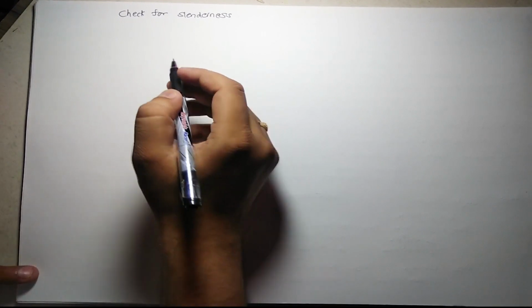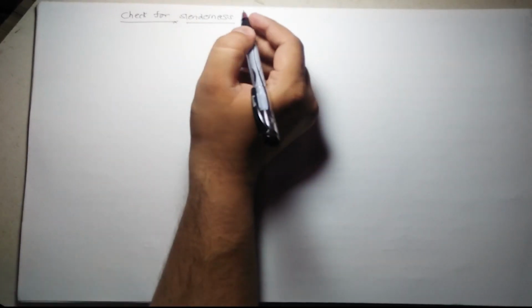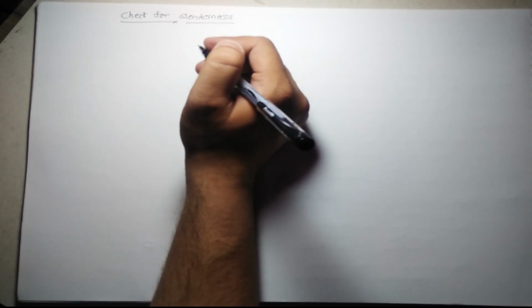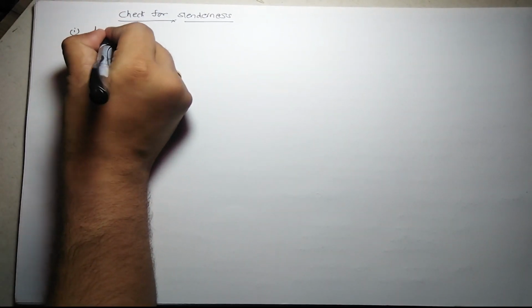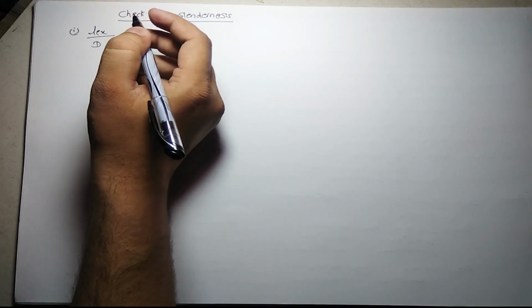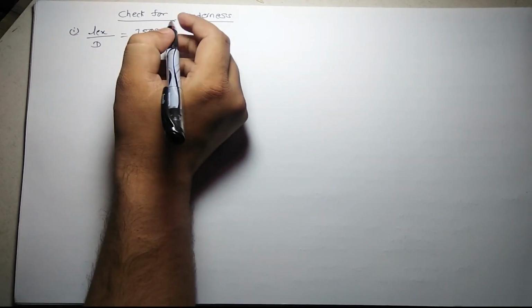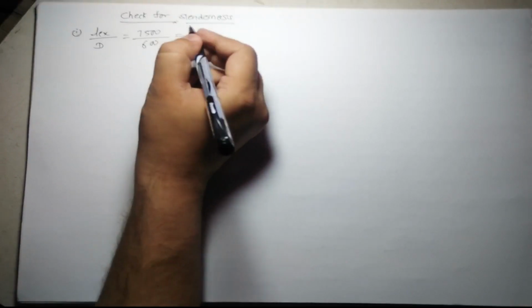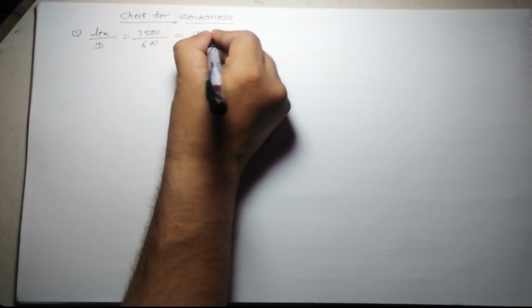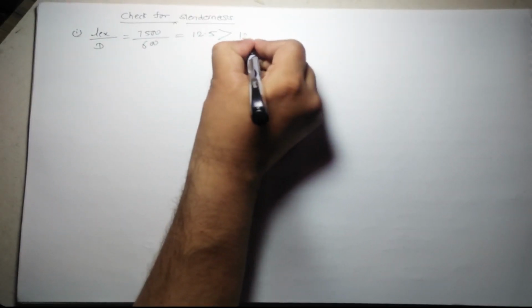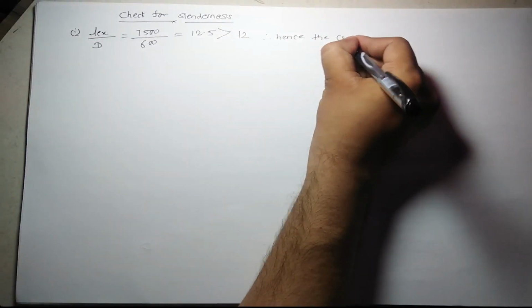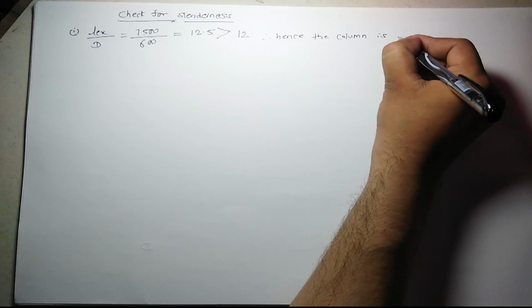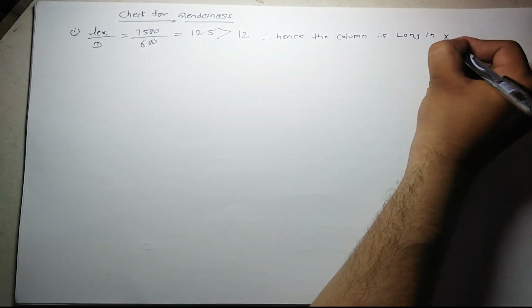Now our next step will be check for slenderness. By this step we will decide whether the column is long or short, so it's a very important step. Number one, Lex upon capital D. Lex we have 7500 mm upon 600, so this ultimately comes to 12.5. It is greater than 12, so hence the column is long in x direction.